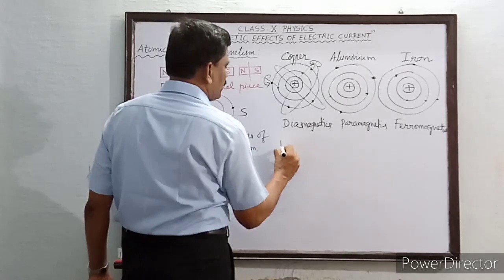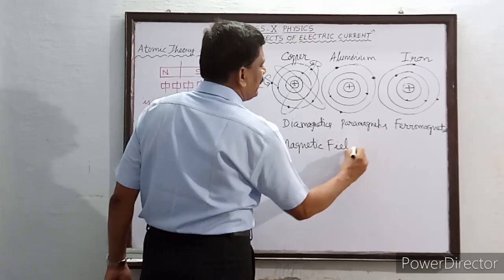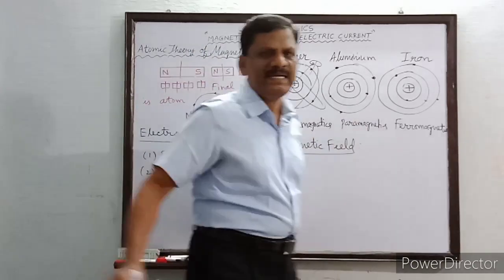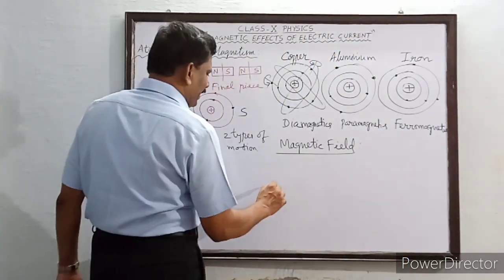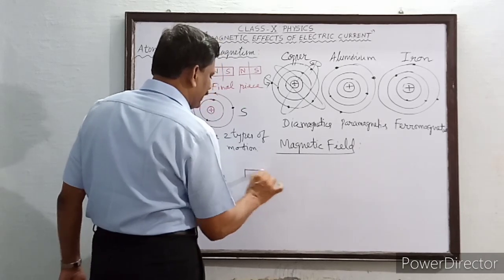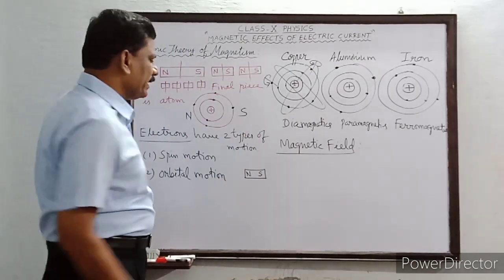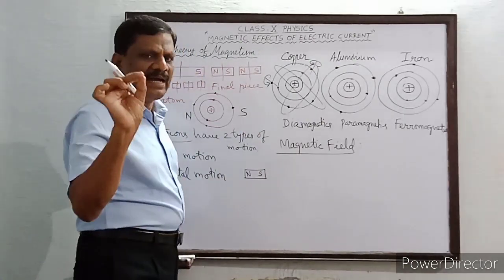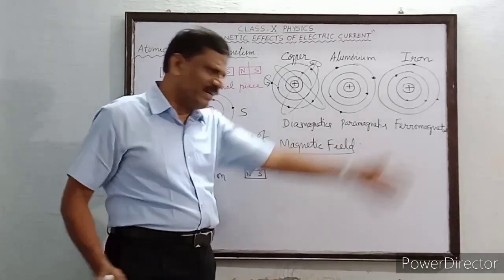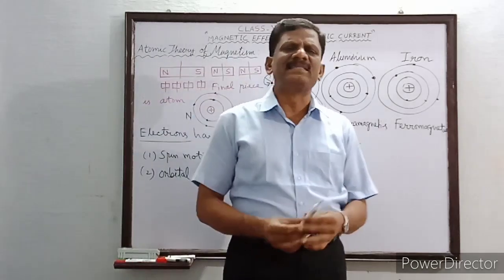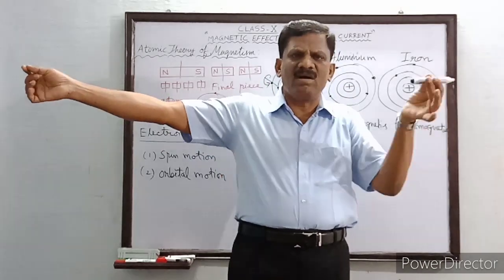Now the next definition is magnetic field. We are going to define this very, very important definition. What is meant by magnetic field? Very simple. Suppose you take a bar magnet, having a north pole and a south pole. You take a small iron nail and place it at a very long distance. For example, the bar magnet is held in the left hand and the iron nail in the right hand, at a long distance.